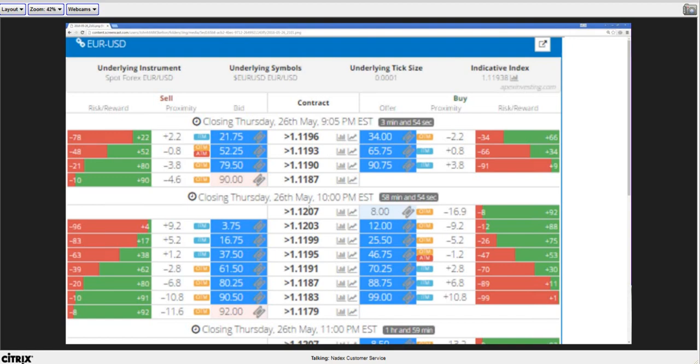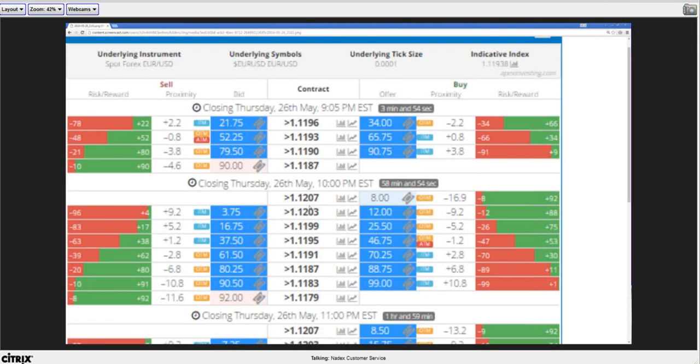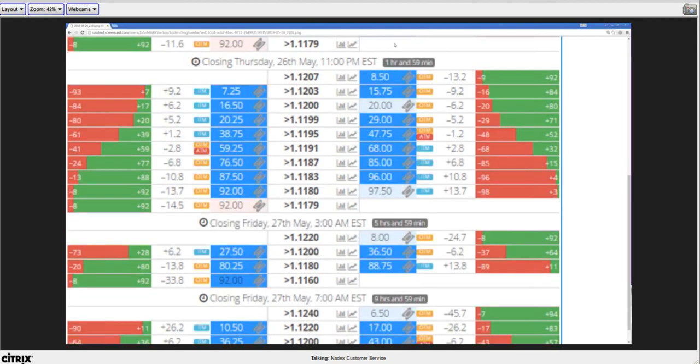You can also look at expirations that cross over. If we look down here, this one has 1 hour and 59 minutes, and this one has 5 hours. So basically this one has 2 hours and this one has 6 hours until expiration. And let's say we just look at the 1200 strike. It's 1.12, 1.12. And here's another 1.12.